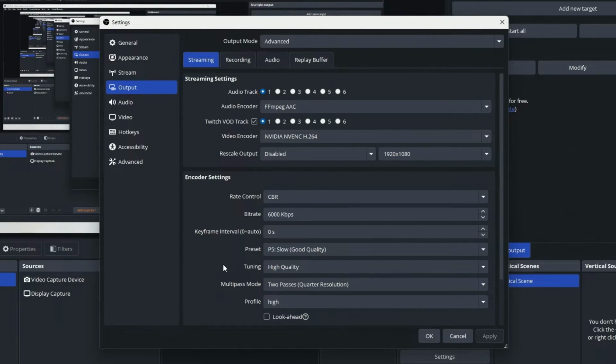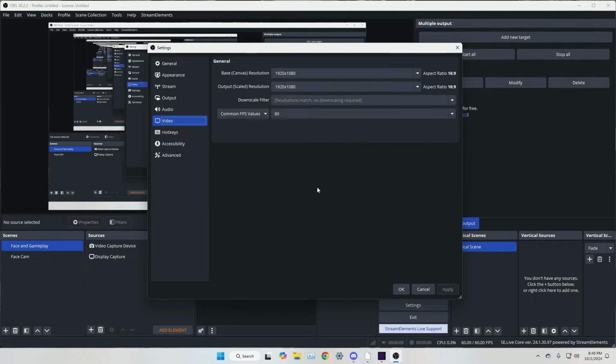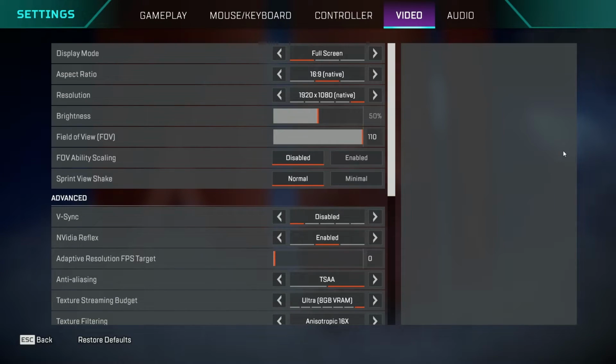Just something I want to point out there, but our profile will be high. Now, for video settings, our base canvas is 1080p, our output canvas is 1080p, there's no downscale, and 60 FPS.